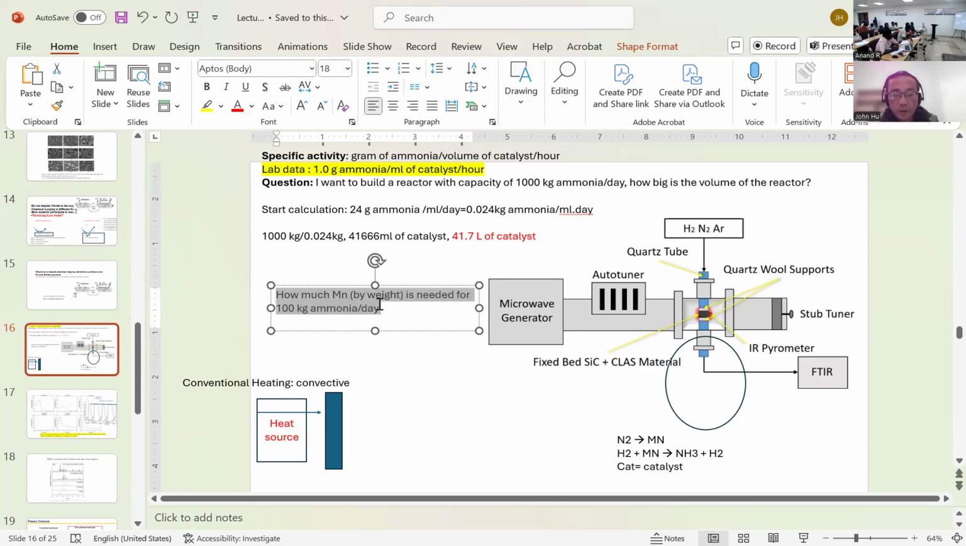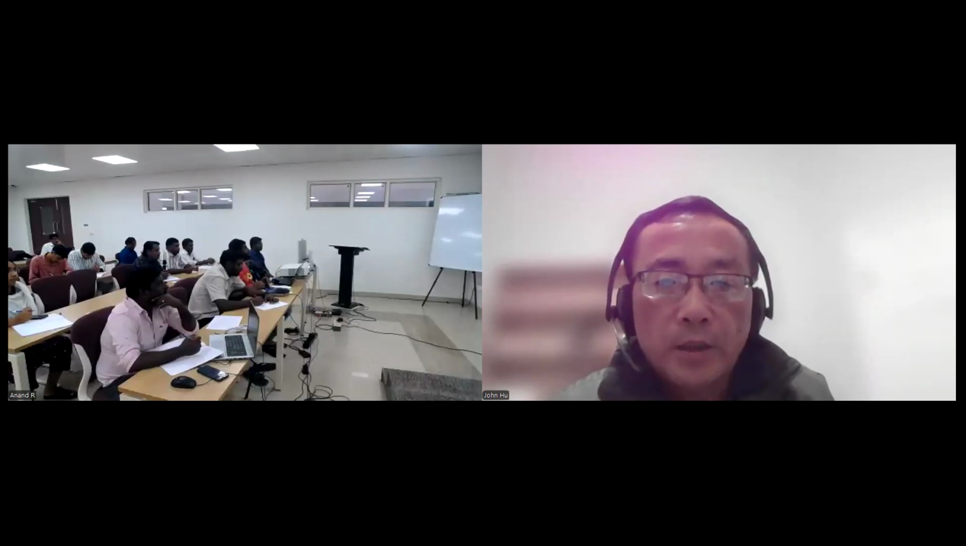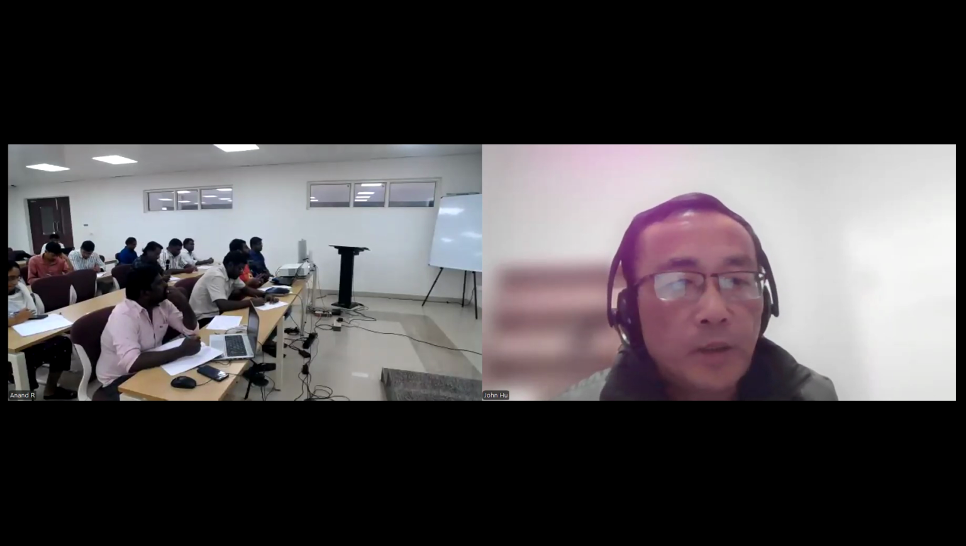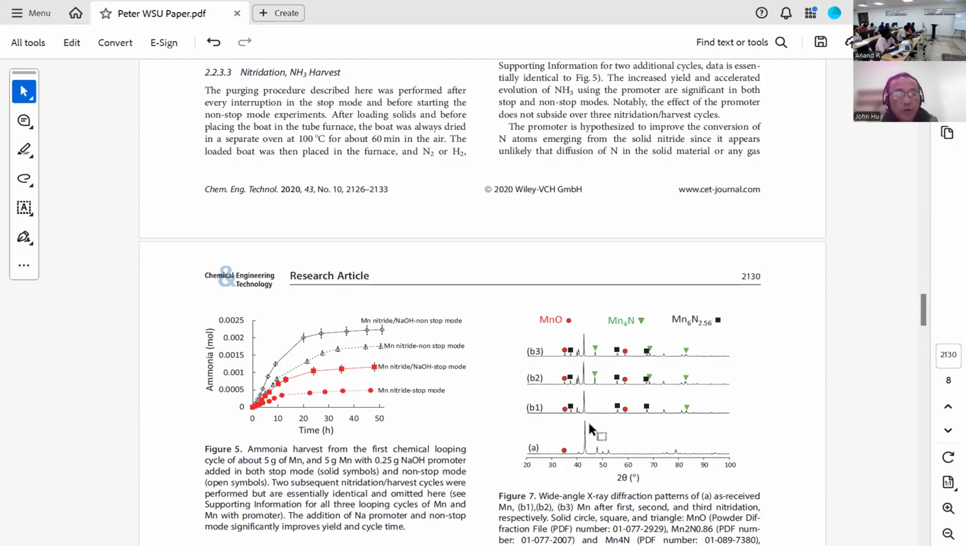So here's the question, and I want everybody to memorize it. Then I'll go back to show you the data. How much manganese is needed for a 100 kg ammonia per day plant? Okay, this is the question. If you read this paper, it's going to be very simple. I doubt everyone read this paper. This graph, figure 5, has all the data. Get that piece of data, and then I give you 10 minutes. I want somebody to answer.